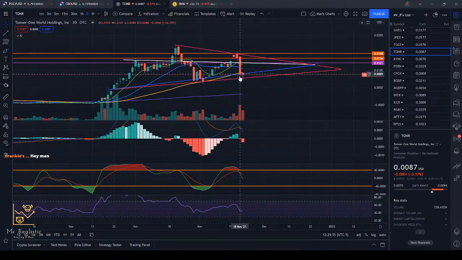But look, we're holding up in here. All I want to see is this. You see this? Beautiful, beautiful. We get consolidation, we hold the pennant, and then we go up.